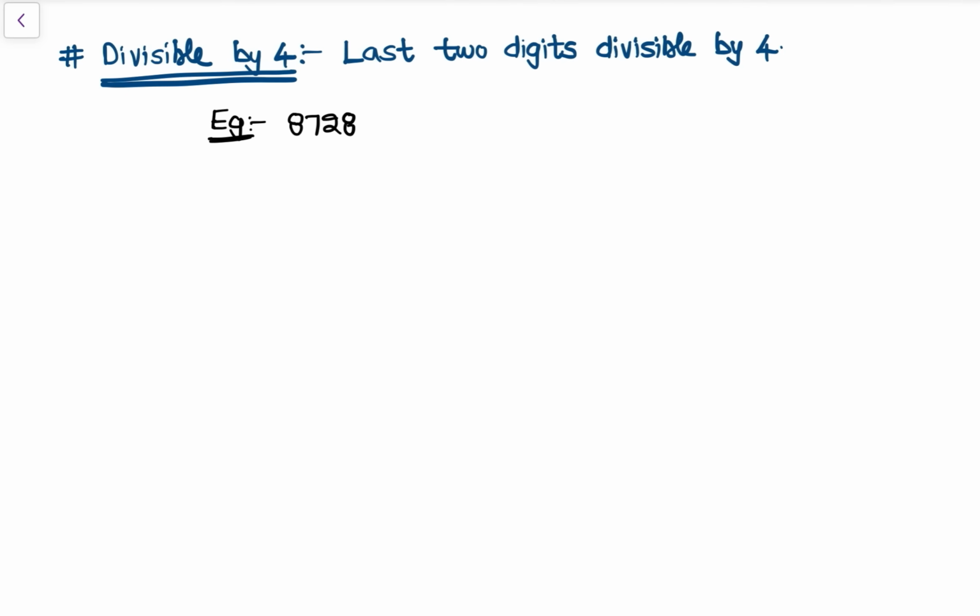8728. To check whether the number is divisible by 4 or not, just take the last two digits and divide them by 4. 28: 4 sevens are 28, so the remainder is 0. Yes, the last two digits are divisible by 4, so this entire number is divisible by 4.